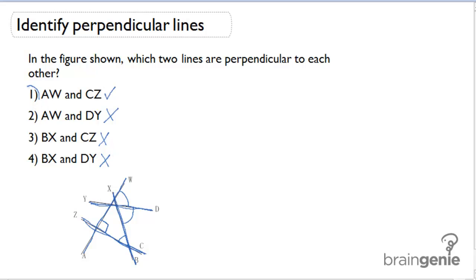So the only answer choice that had two perpendicular lines was AW and CZ, so answer choice 1 is the correct answer.